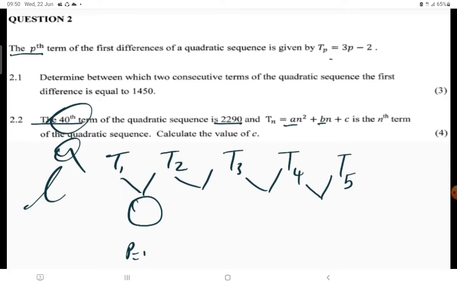Then what are we going to do? We are going to substitute it here. Then 3 times 1 is 3, 3 minus 2 is just 1. So the first term is just 1. The first difference is just 1.